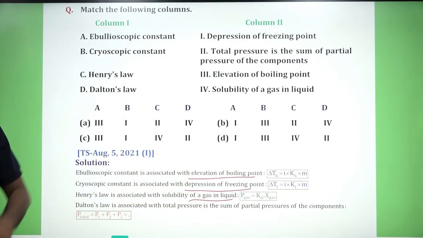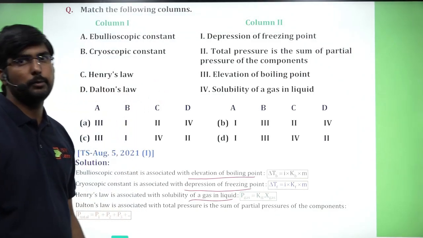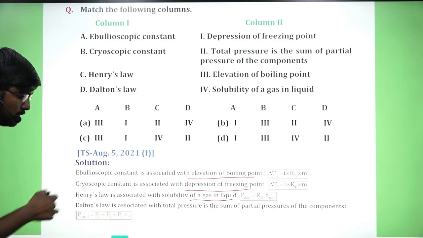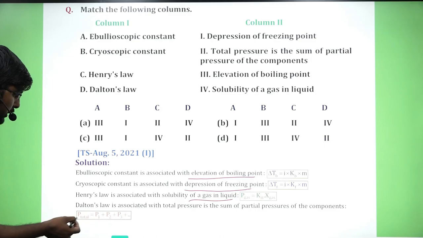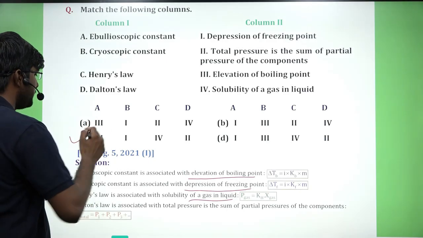Okay, and Dalton's law. We have Dalton's law of partial pressures. What is that? The sum of the partial pressures of individual component gases equals the total pressure. So here, this is the expression. So from this, option C is the correct one.